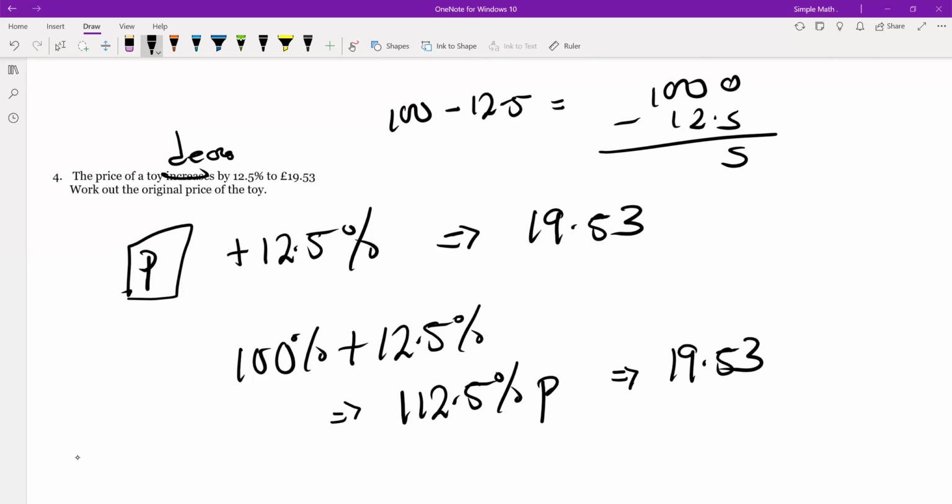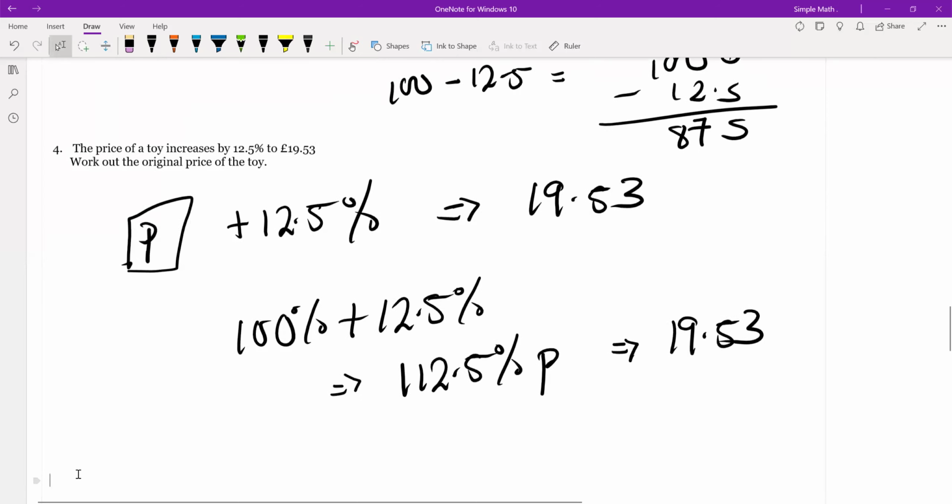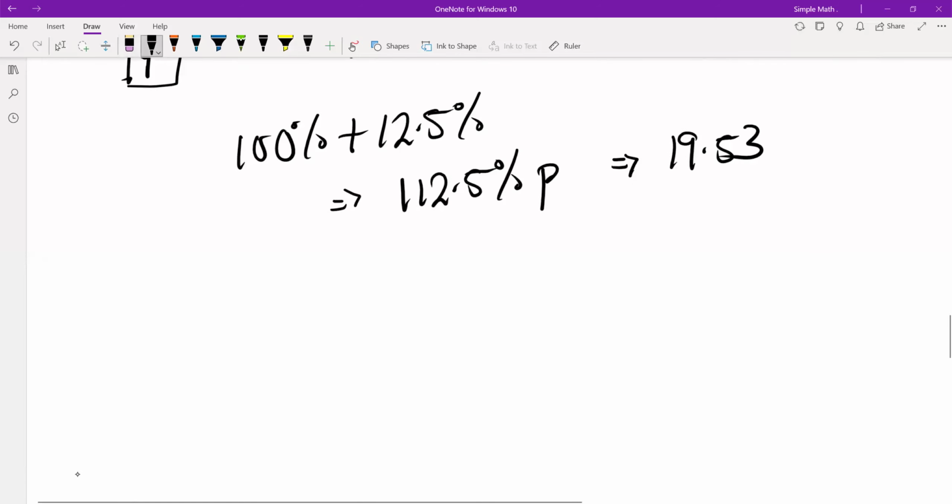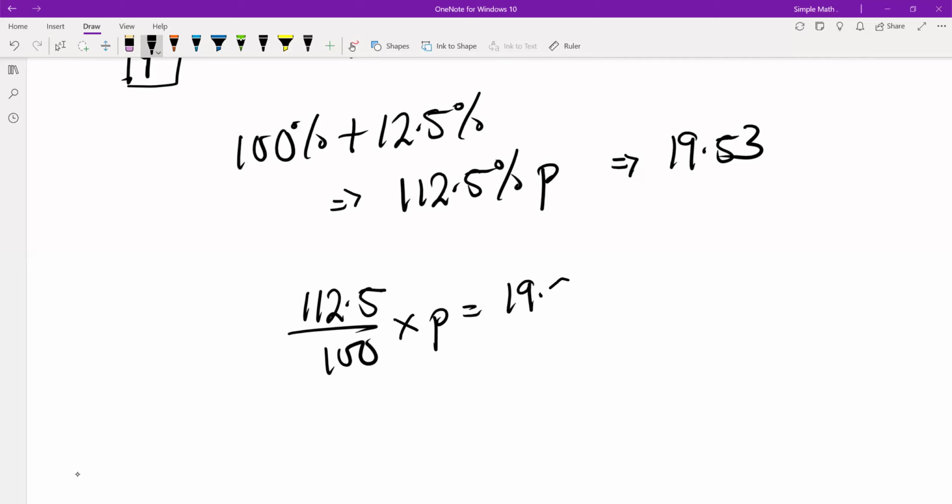That should be 87.5. Yeah, 87.5. You would be finding 87.5% of P, but now it's a percentage increase. So we're looking for 112.5% of P. We can rewrite 112.5% as 112.5 over 100 times P equals 19.53. I'll just ignore the currency for now.